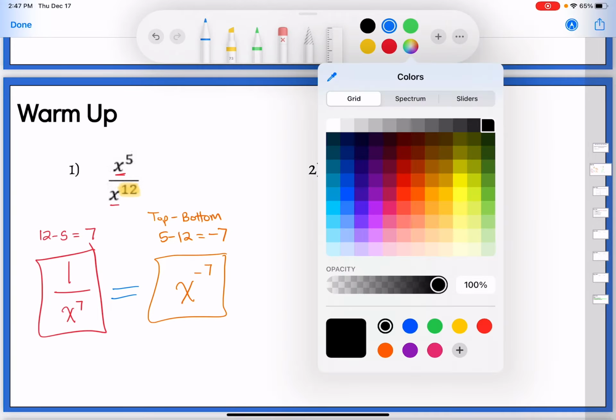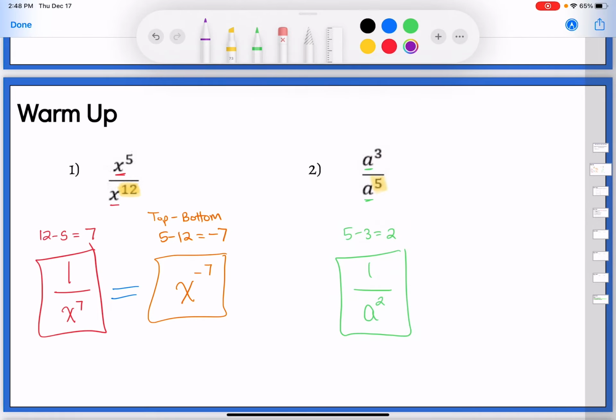You can kind of get that idea over here on number 2 as well. Same thing, right? If I actually did top minus bottom on this one, this would be 3 minus 5, which gives me negative 2. So my answer here would be a to the negative 2nd power, and that has to be the same as 1 over a to the 2nd. So that's how you can just start to get an idea of what a negative exponent is all about.